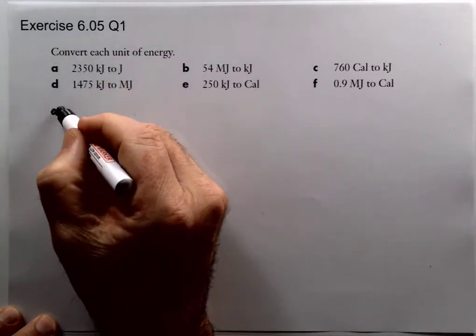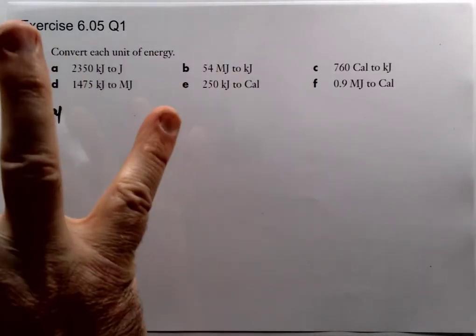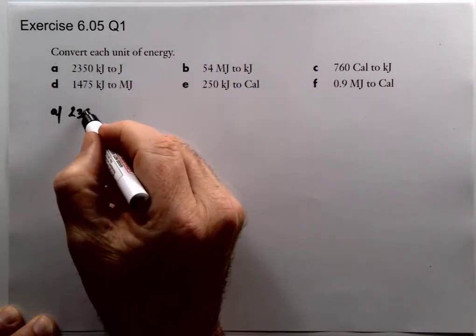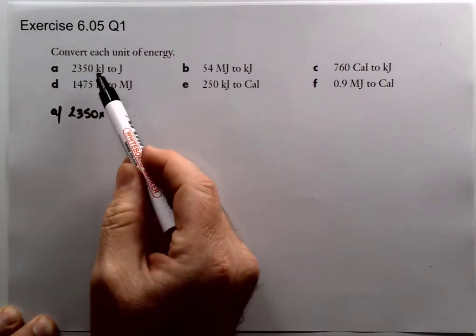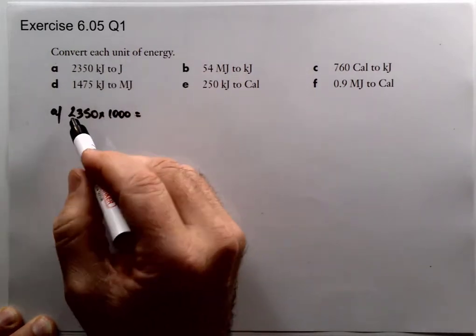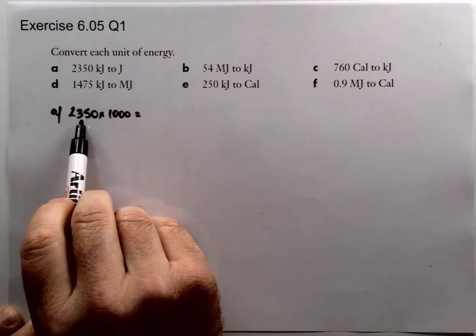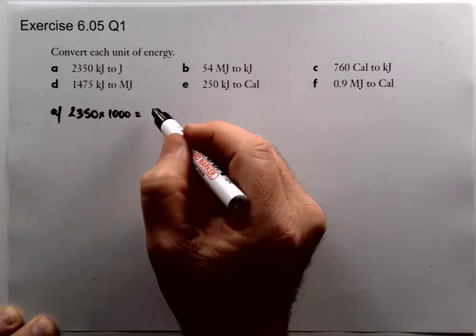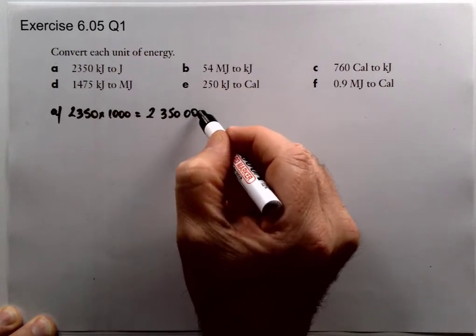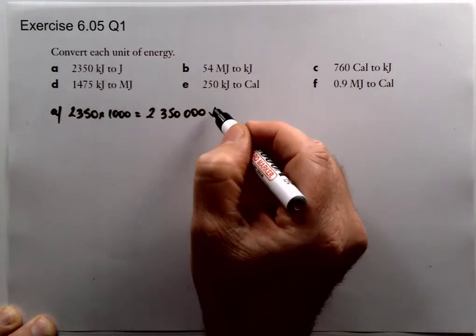Okay, we're converting from kilojoules to joules. So kilojoules to joules, the unit's shrinking, so the number needs to increase. Kilo means 1,000. And basically we've got 2.35 lots of 1,000 times another 1,000, so we've got 2.35 lots of a million. And that is going to be in joules.